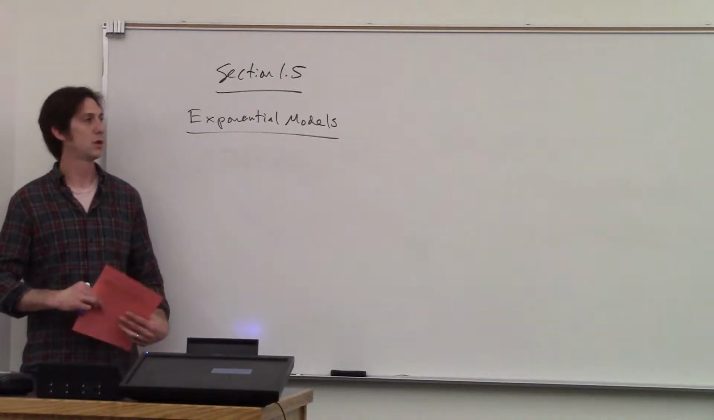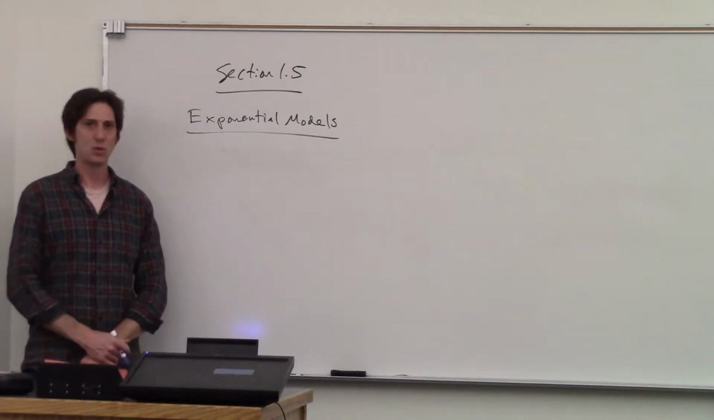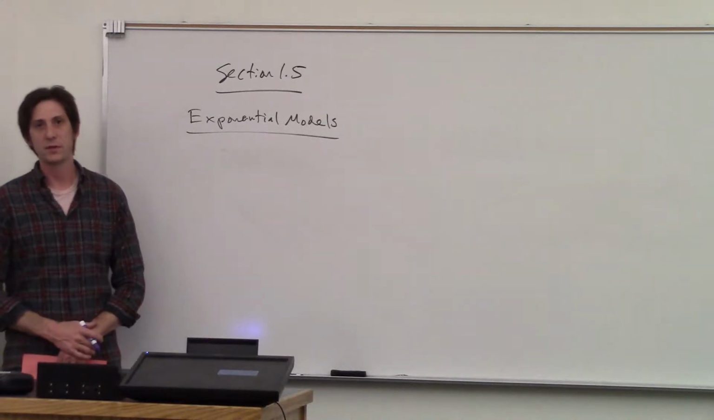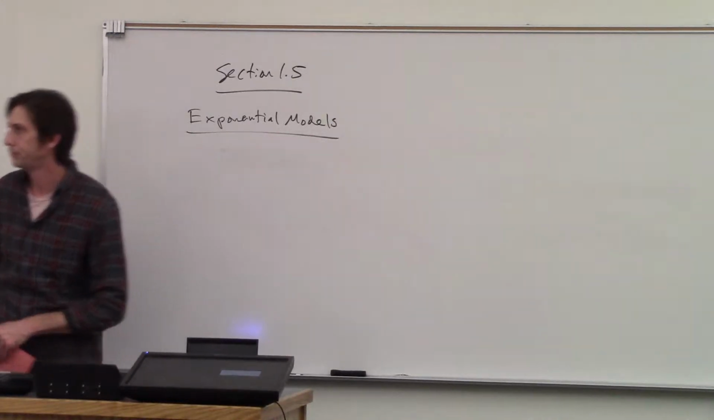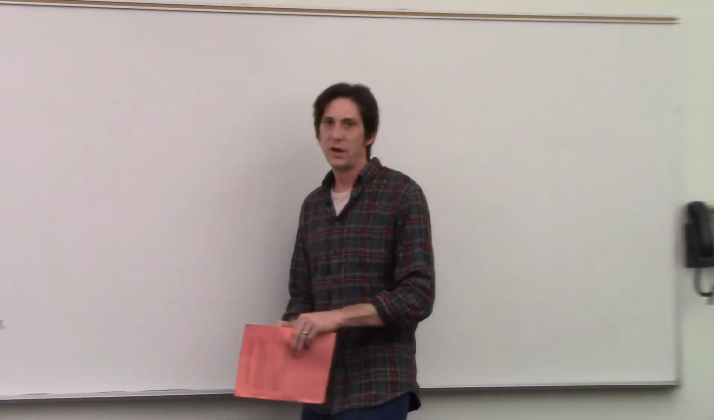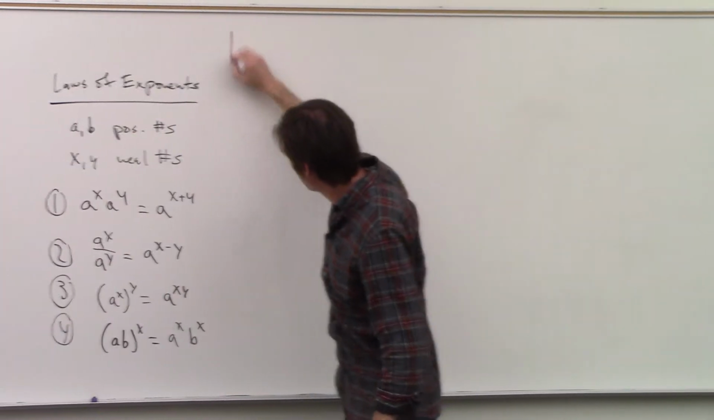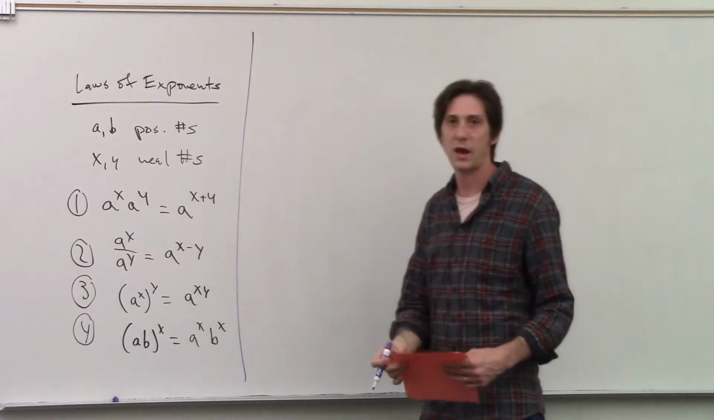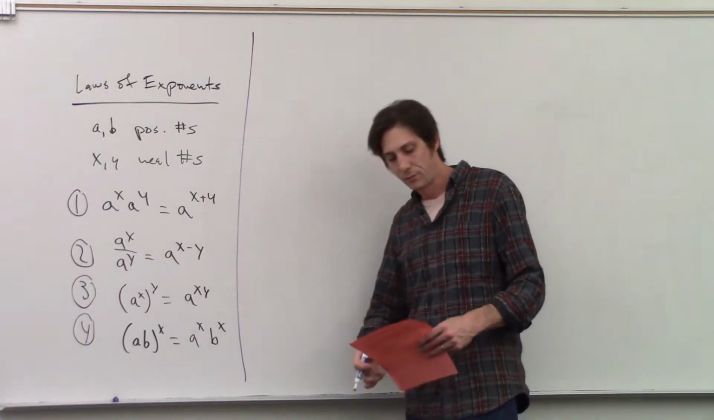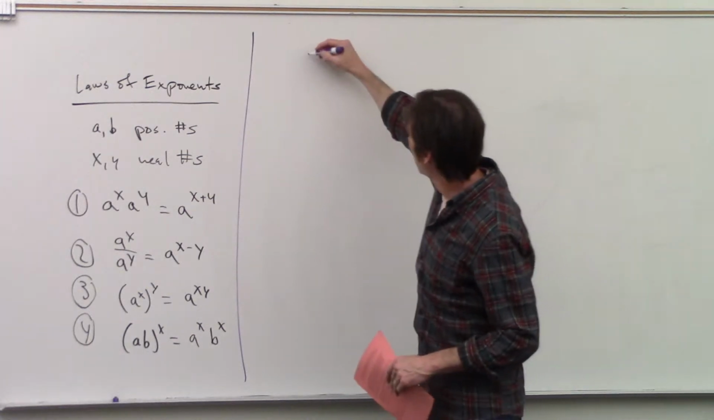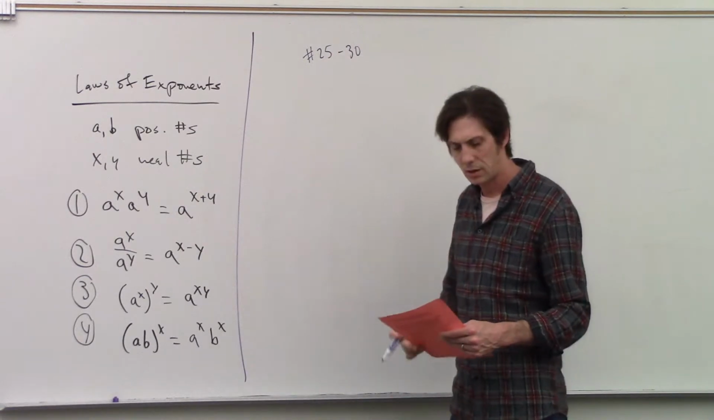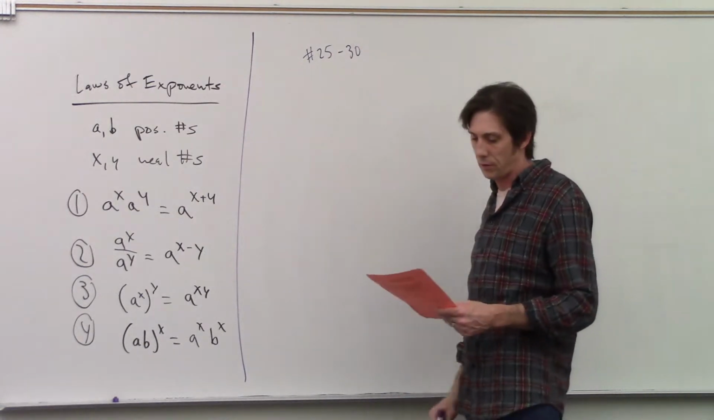And so we're going to look at a bunch of kind of algebraic examples real quick, and then I'll do one more kind of involved example from this section. I've written here the laws of exponents for your convenience. These are algebraic properties that I will expect you to be familiar with. I'm going to do numbers 25 through 30 in the textbook here for your reference.